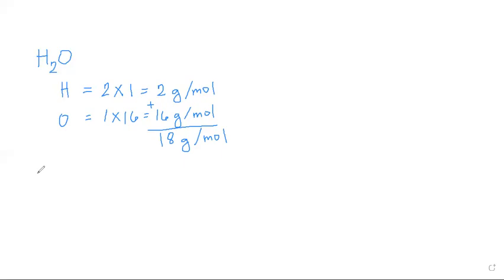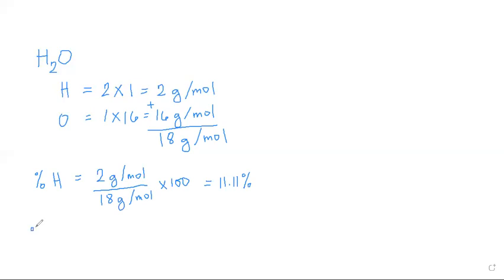Now, to proceed, we are now going to compute for the percentage composition. Let us have the percentage composition of hydrogen. Okay, so we are going to divide the molar mass of hydrogen by the total molar mass of the compound, and then multiply it by 100. Now you can use your calculators with this, and you will derive the answer of 11.11%. So that is the percent composition of our hydrogen.